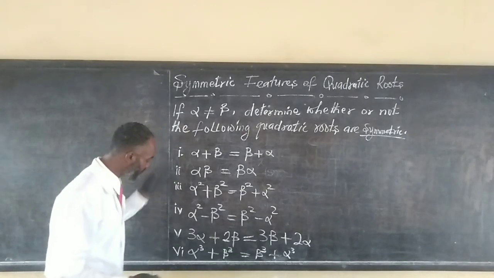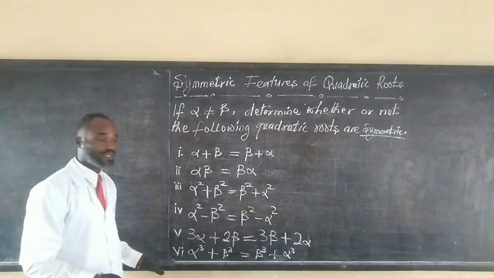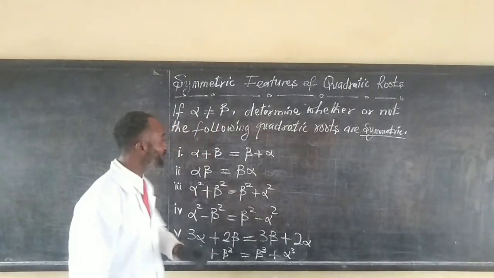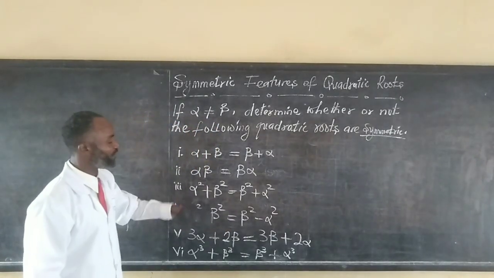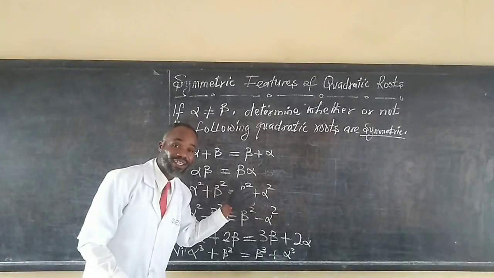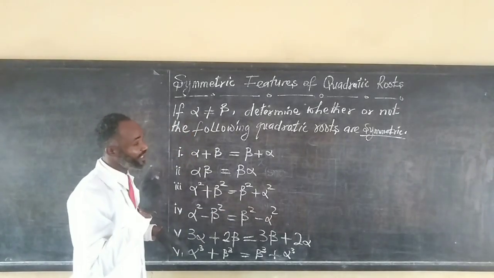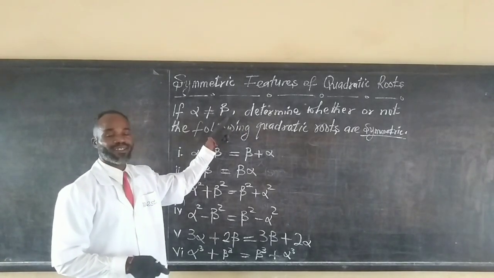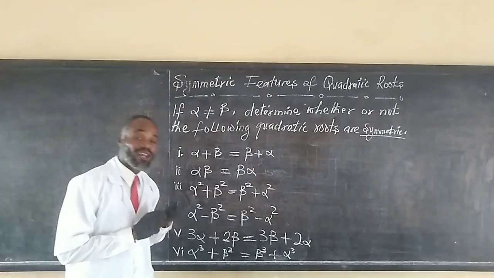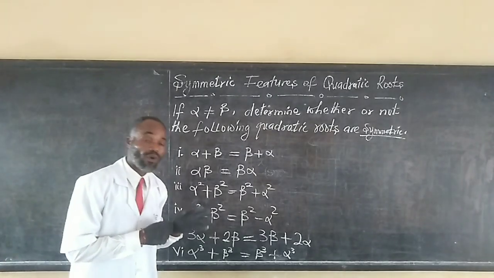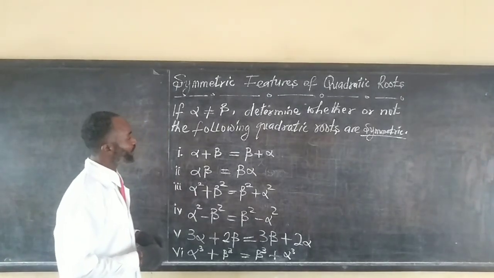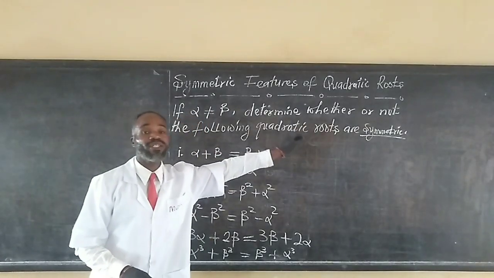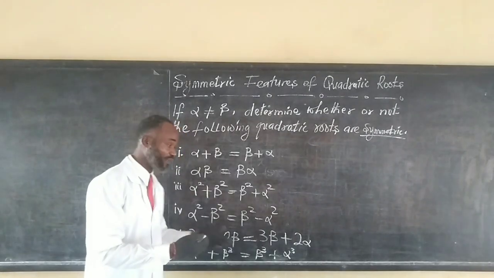Now we have about 5 features of quadratic roots. We have been asked to determine if they are symmetric or not, especially when alpha is not equal to beta. That's the condition. Alpha must not be equal to beta. So determine whether or not the following quadratic roots are symmetric. We are going to determine that right away.